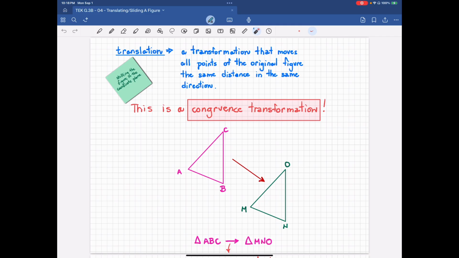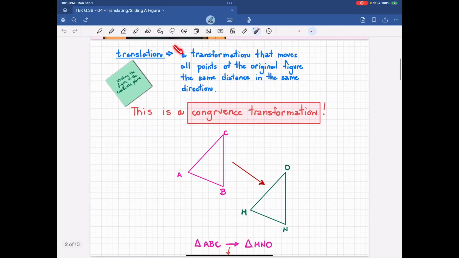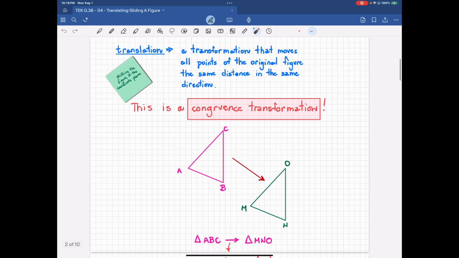Let's look at the definition for a translation. A translation is a transformation that moves all points of the original figure. The original figure is the pre-image. It's what we start with. And we're moving all of these points the same distance and in the same direction. So we know that this is a congruence transformation because the size and the shape stay the same.